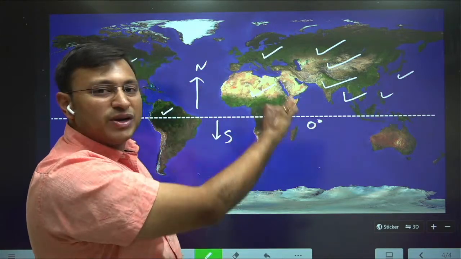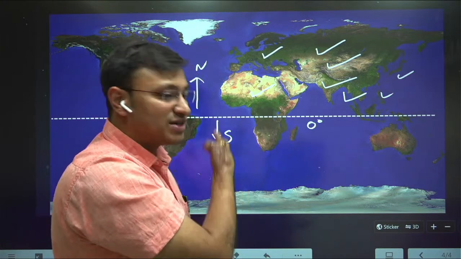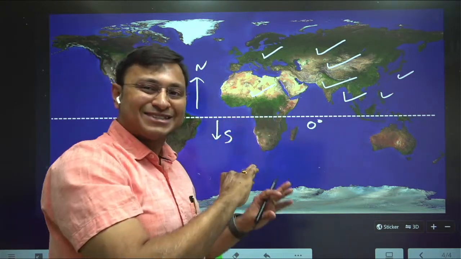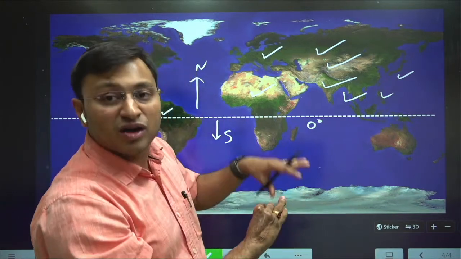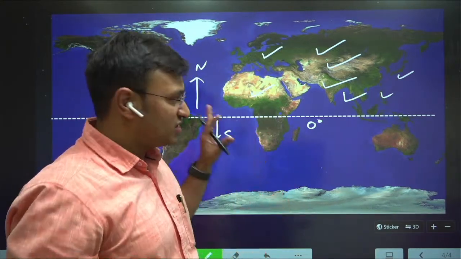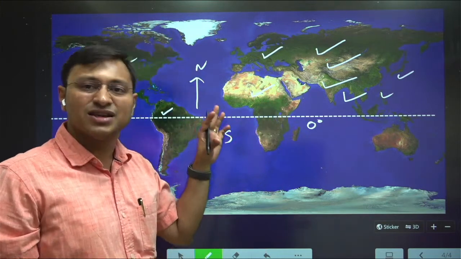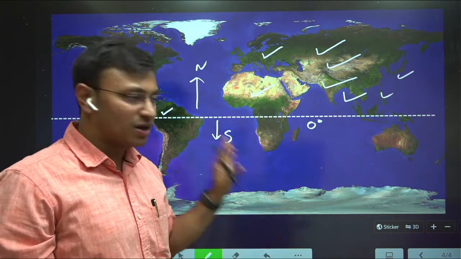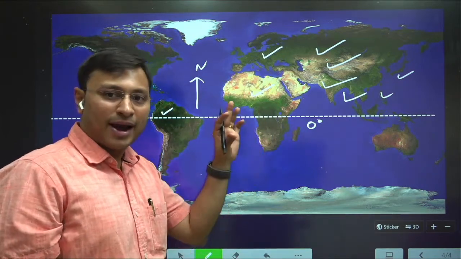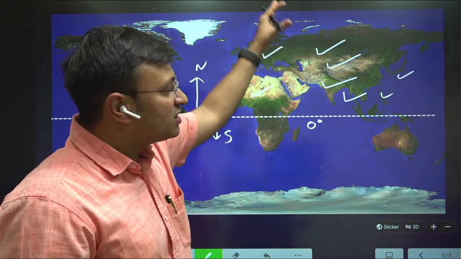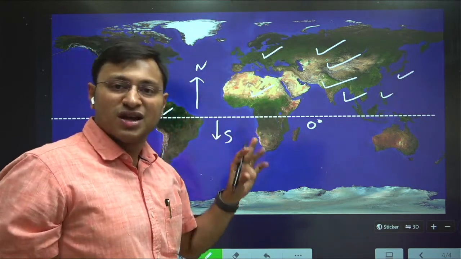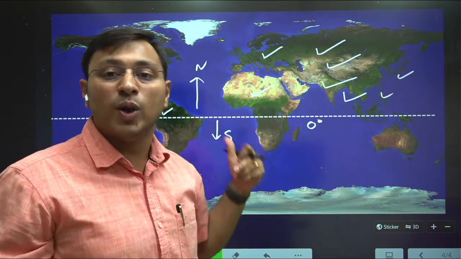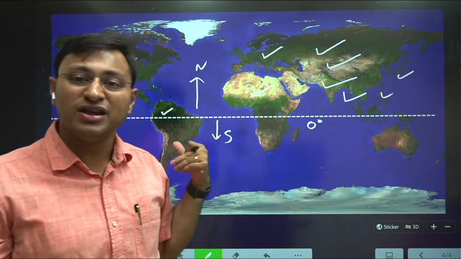Mind you, this arrangement of continents was not the same as it was before. The arrangement of this landmass has taken place over the course of the evolution of geological history. This is the present day orientation, and hence we refer to global north and global south on the basis of the 0 degree equator. And because maximum landmass is concentrated in the global north, we refer to summer solstice and winter solstice in relation to only the northern hemisphere and not the southern hemisphere.